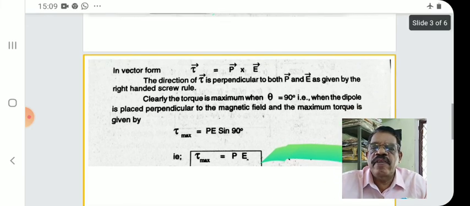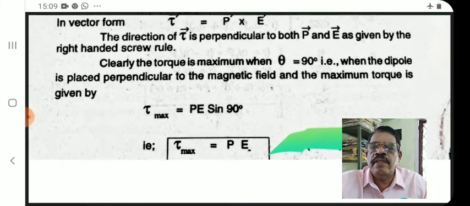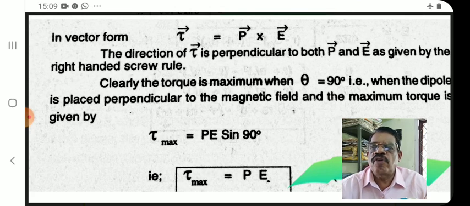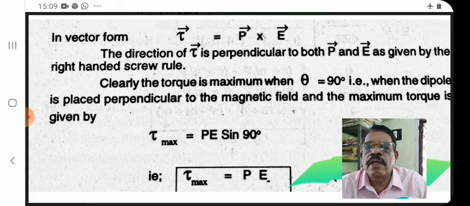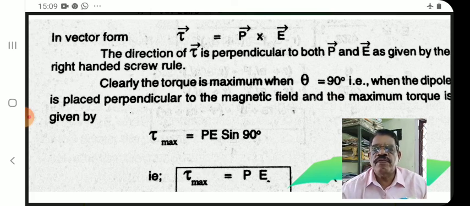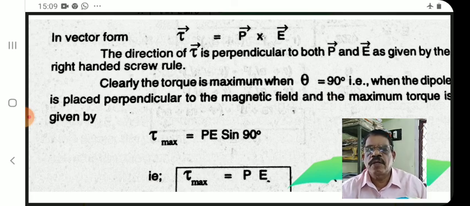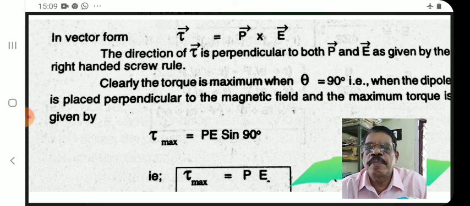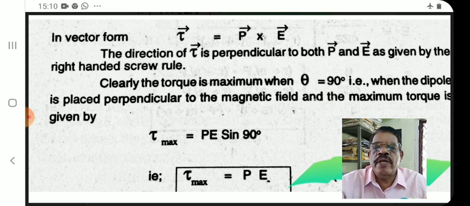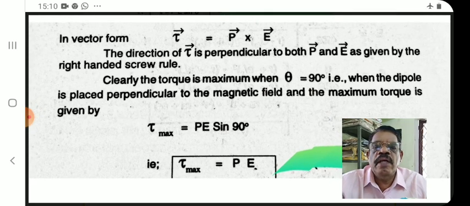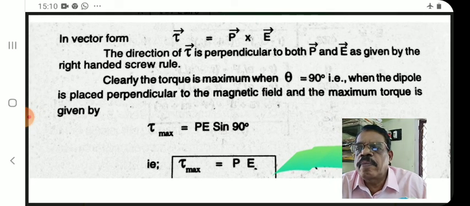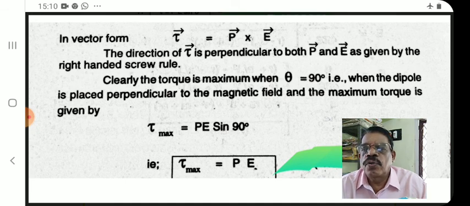And this relation we also write in vector form. In vector form we write torque as P cross E. P is the dipole moment vector and E is the electric field vector. You know the definition of cross product: modulus A, modulus B, sin theta into unit vector. So we can write it as P cross E. P and E are vectors. The direction of tau is perpendicular to both P and E as given by the right-handed corkscrew rule.